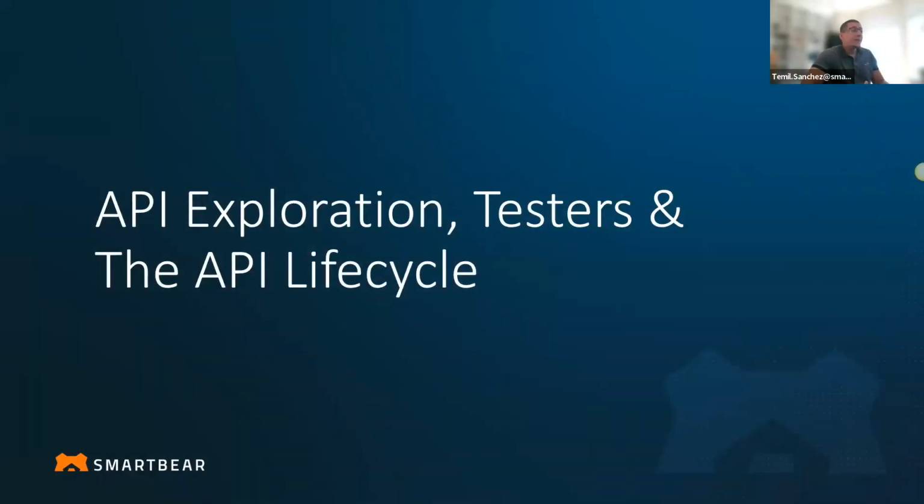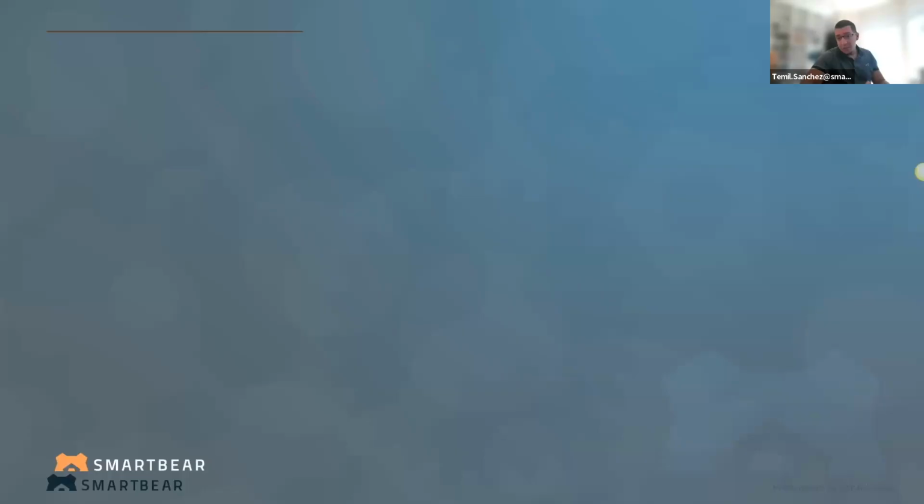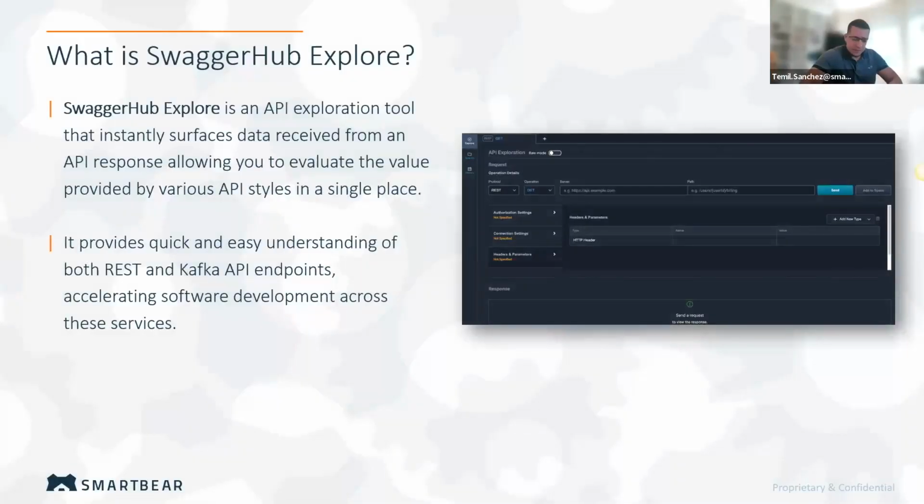So API exploration for testers in the API lifecycle, right? First thing is, what is a SwaggerHub Explorer? SwaggerHub Explorer is a very simple to use API client that allows you to interact with both REST and Kafka APIs, more to come in the future, in a very similar manner so that there's very little learning curve.